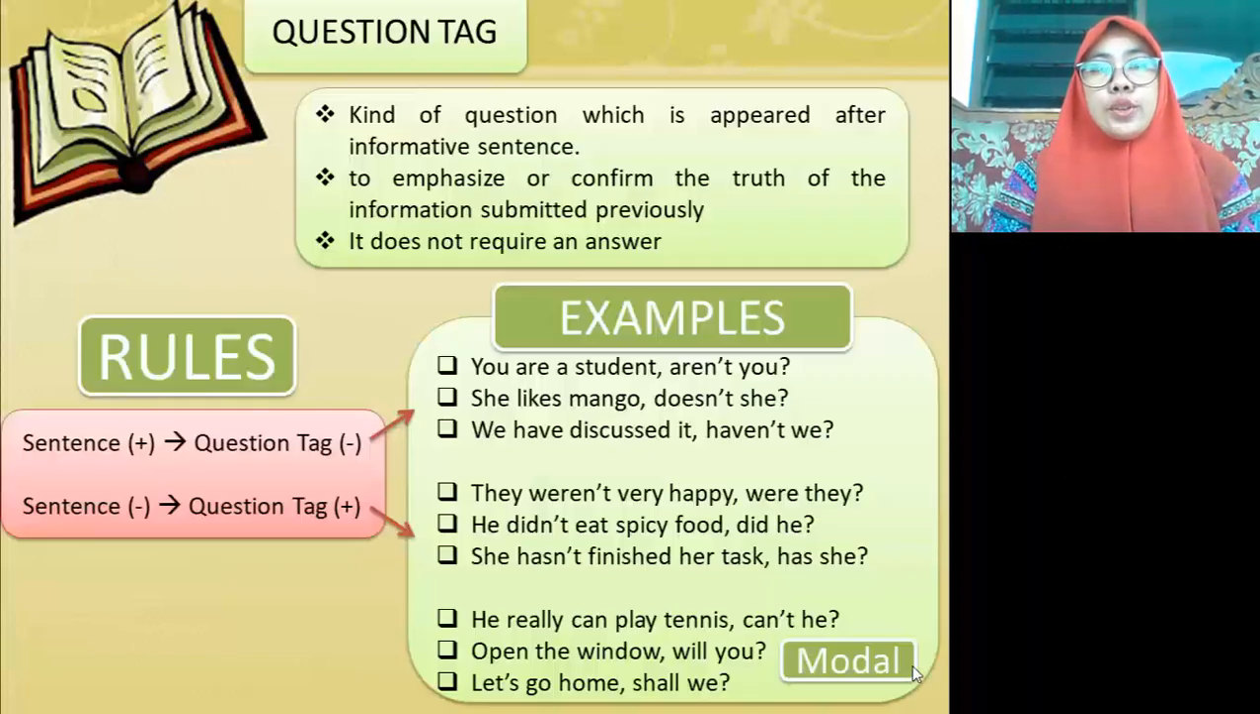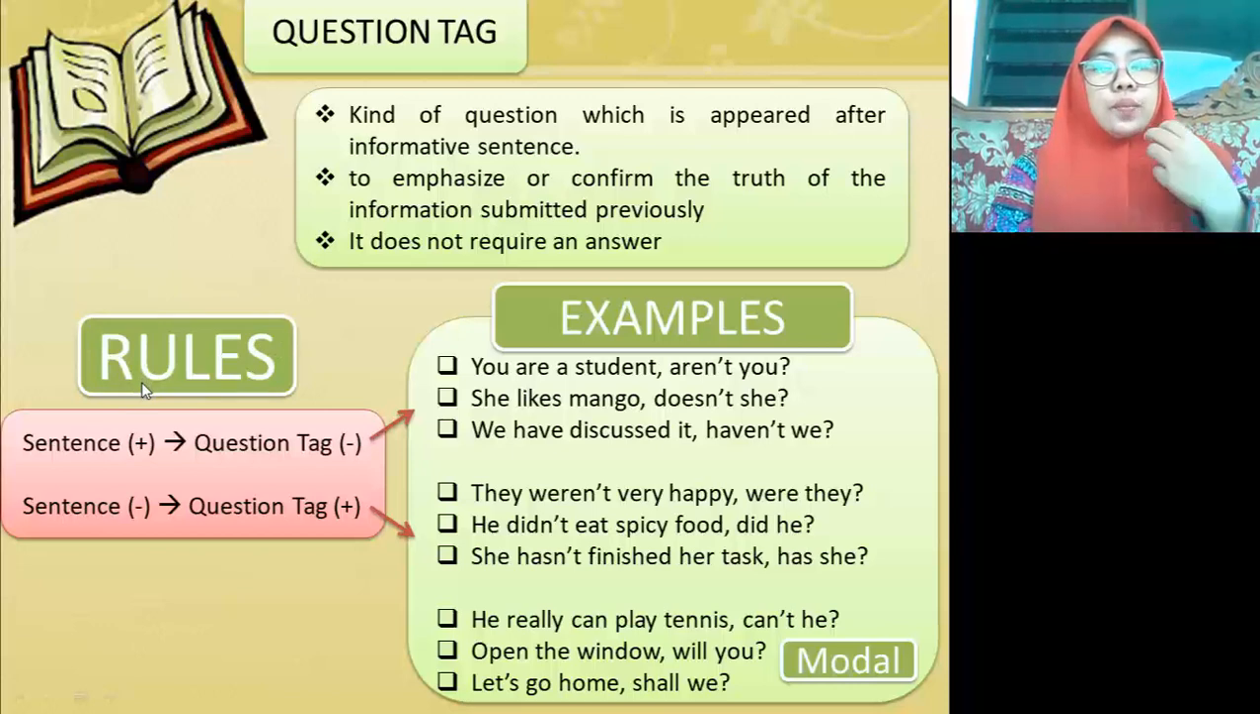The first thing I would like to explain is question tag. As we know, a question tag is a kind of question that you can use when you want to emphasize or confirm the truth of information submitted previously. It appears after an informative sentence. Related to the answer, you don't require an answer when someone uses a question tag in their sentence. Okay, and here there are some rules.